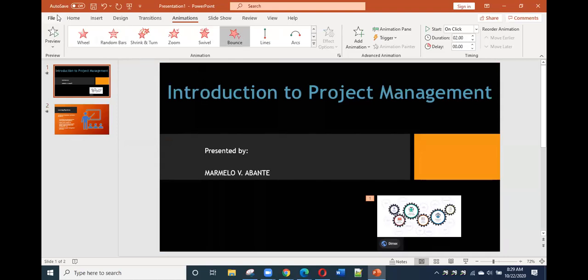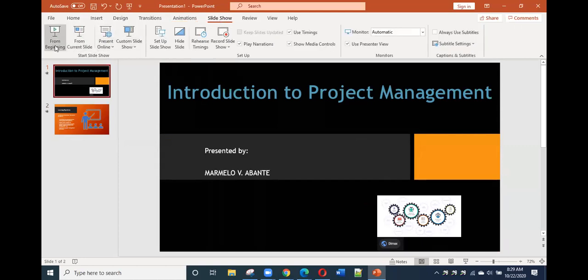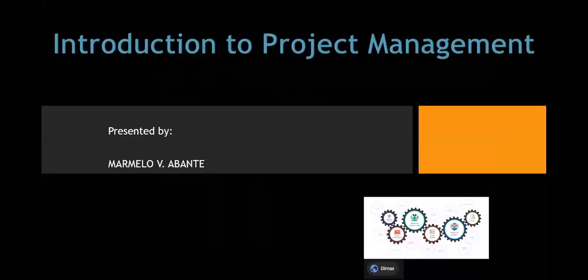So if we wanted to play your Microsoft PowerPoint presentation, either press F5, or we have here a slideshow, from the beginning. Or you can use the slideshow button at the bottom in the status bar. So that's what we have here.